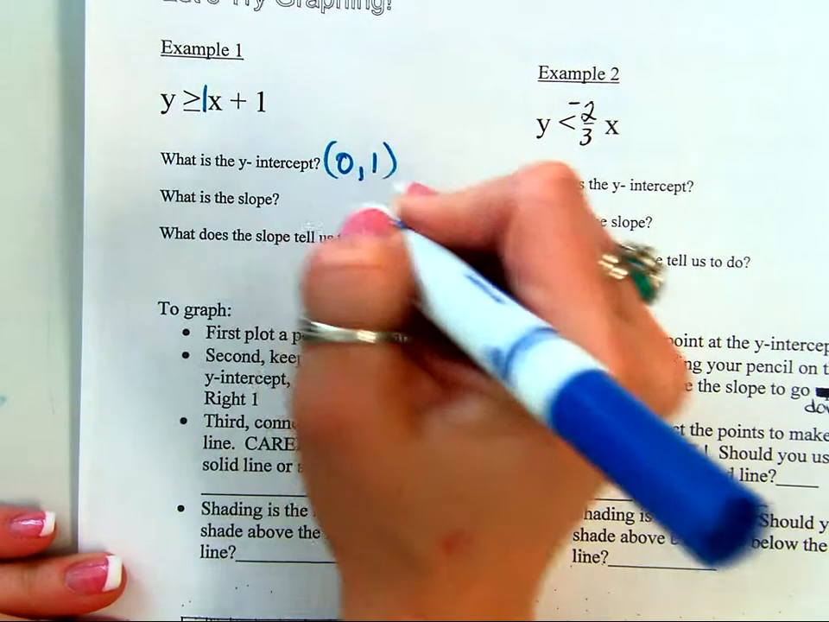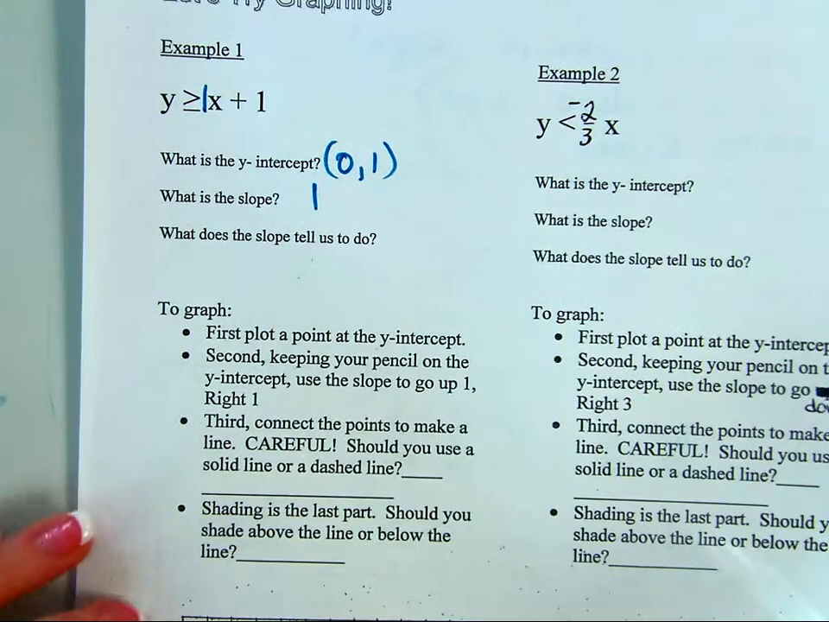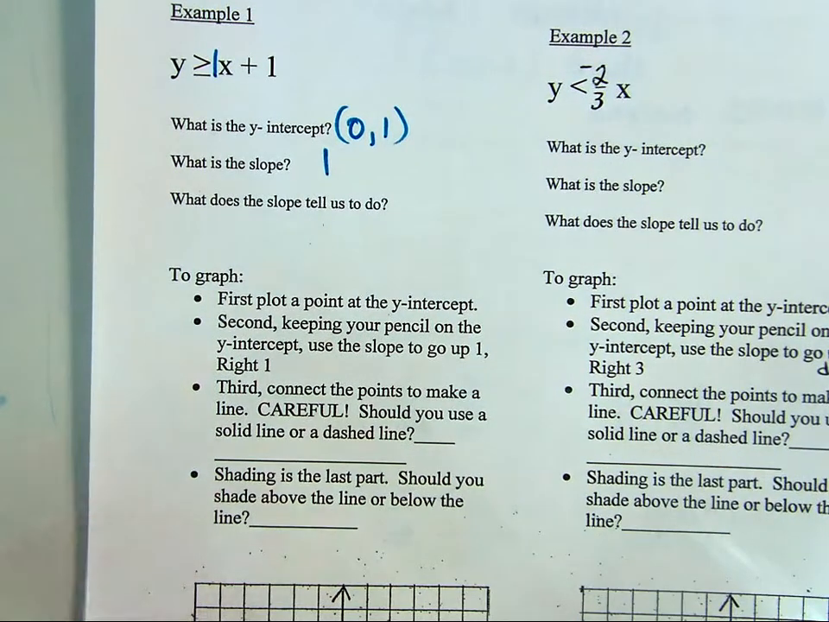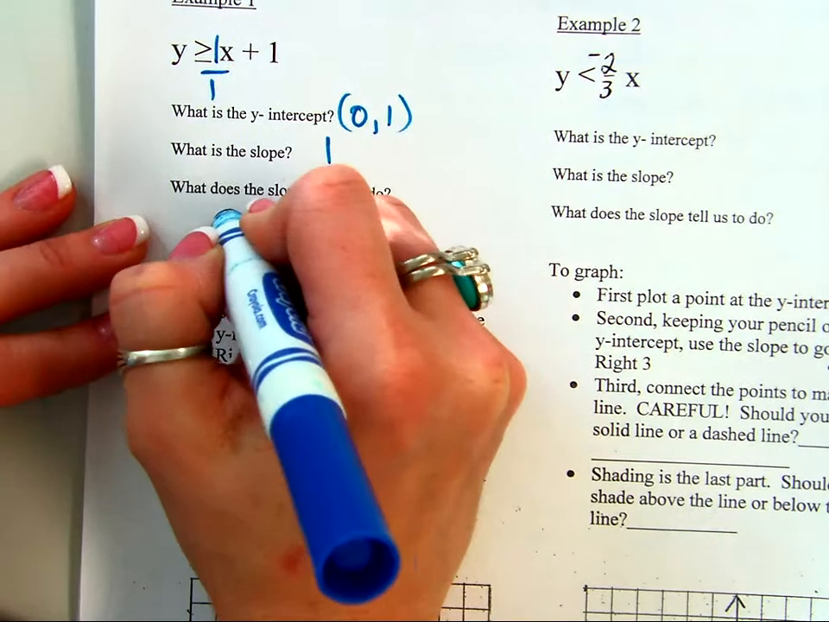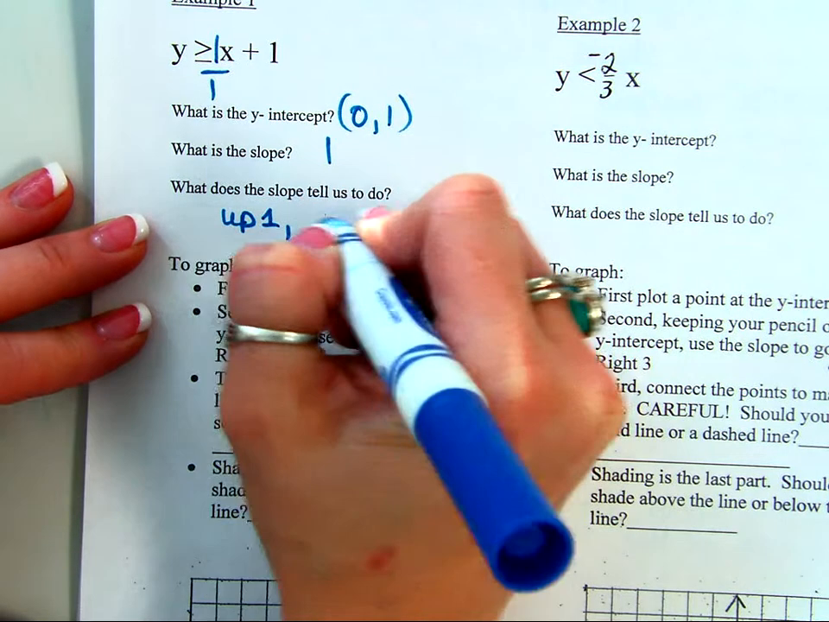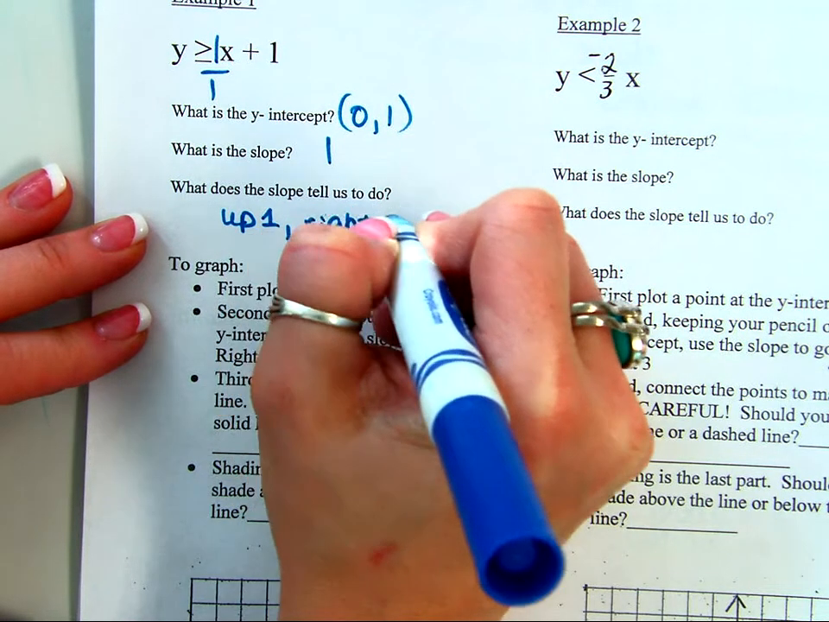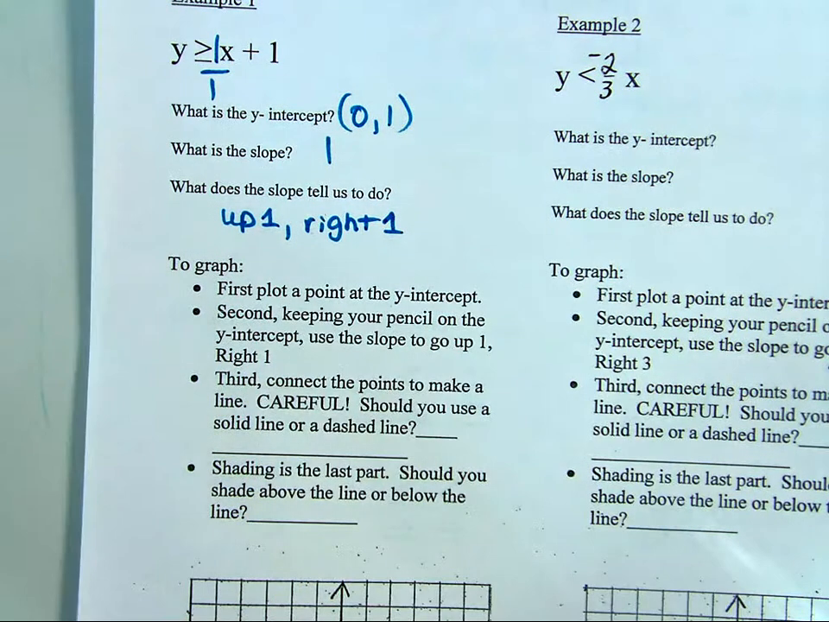And what is this slope? This is a great review for some of you who are still a little shaky. What does that slope tell us to do? It tells us to go up 1 and right. Yes, we're going to say right, because I have people going left, and that makes it negative then. All right, let's do it.